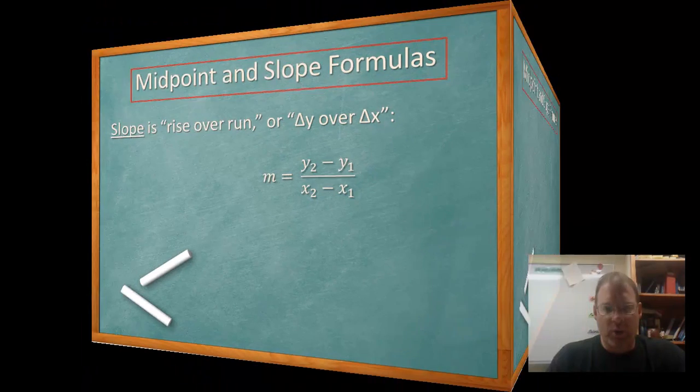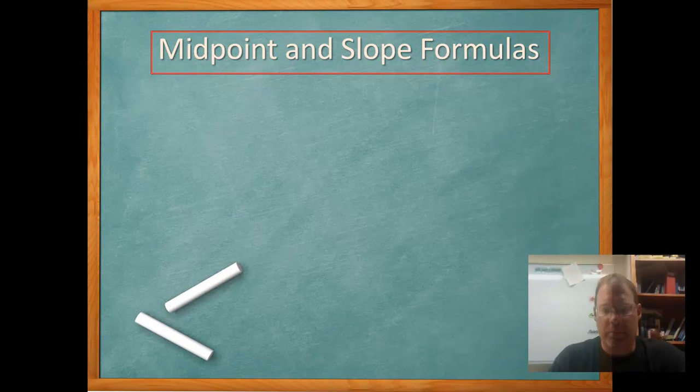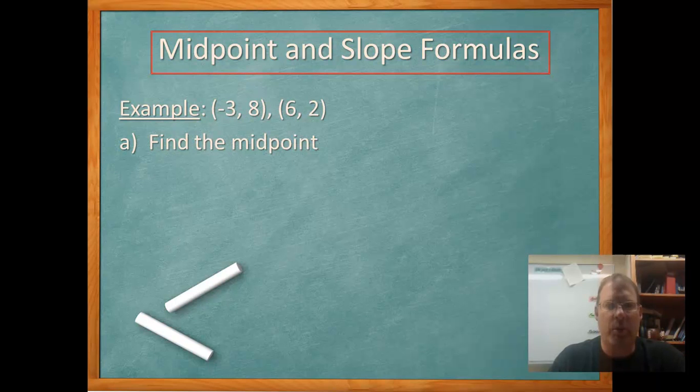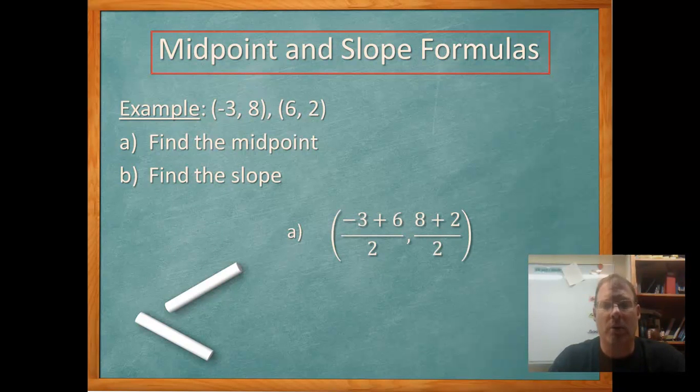Alright, so what can we do with this? Well, the problem might look like this. You have coordinates -3, 8 and 6, 2. First find the midpoint, and then find the slope of that. Alright, easy enough. Midpoint, add the x's, divide by 2. Add the y's, divide by 2.